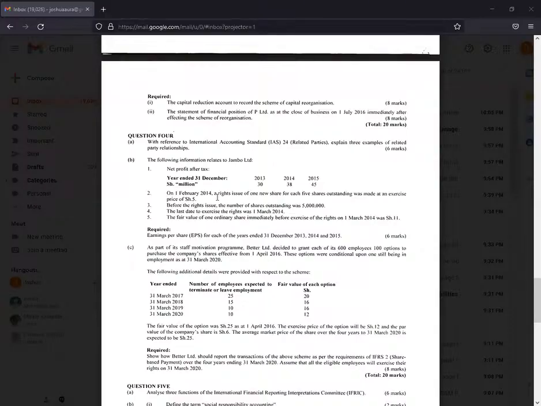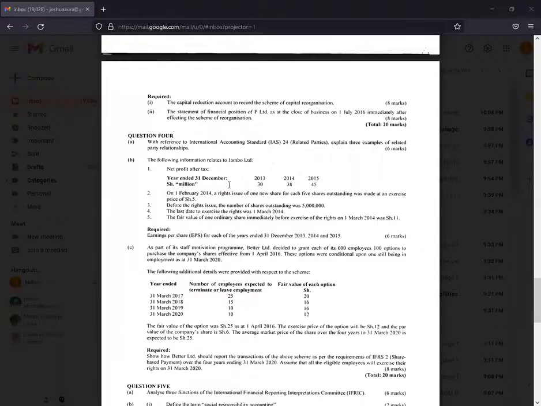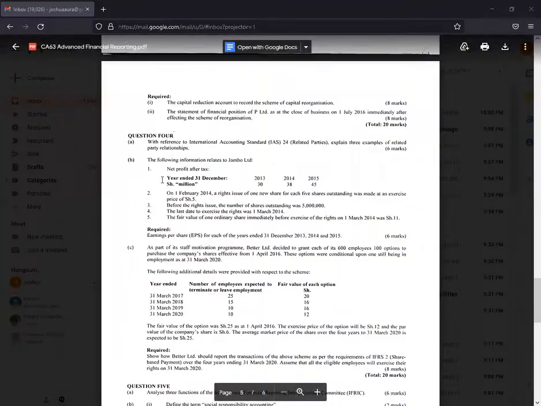Question number 4B. Are you able to see my question number 4B? Yes. Thank you very much. So I'm told here the following information relates to Jumbo Limited. I can see the net profit after tax for 2013, 2014, 2015. I can see shillings millions.